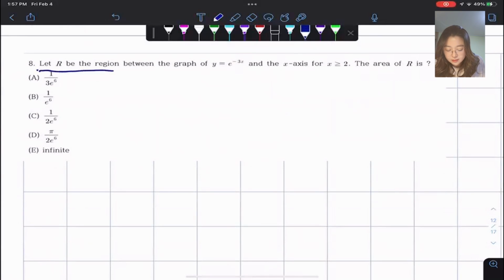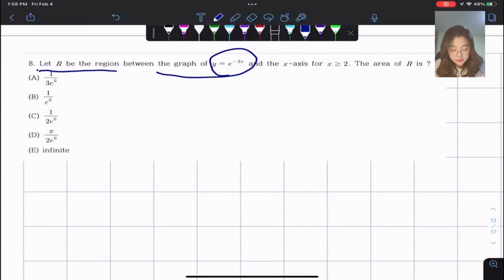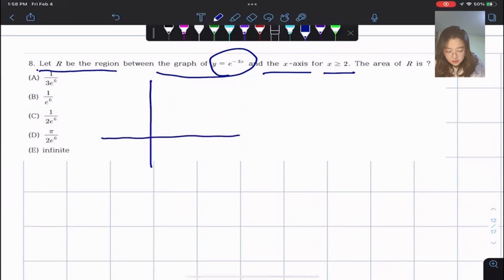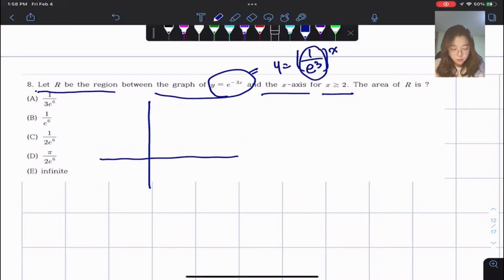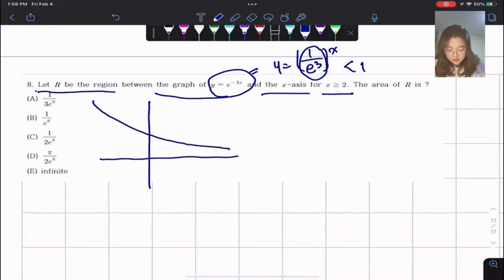Look at problem 8. Let R be the region between the graph y equals e to the power of minus 3 times x and the x-axis, where x is more than or equal to 2. The area of R is... Let's draw this graph. This is the exponential graph. y equals 1 over e to the power of 3x. This part is less than 1, so I can draw this graph like this. This is y equals e to the power of minus 3 times x.